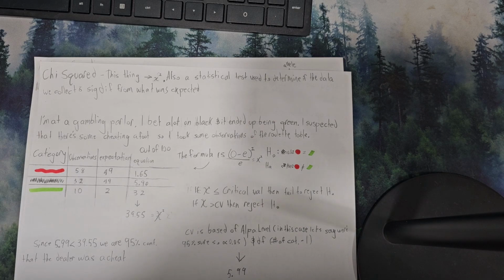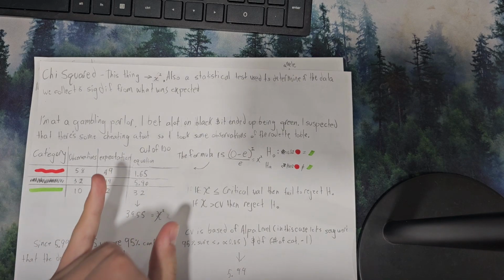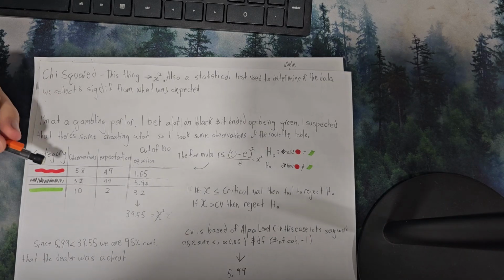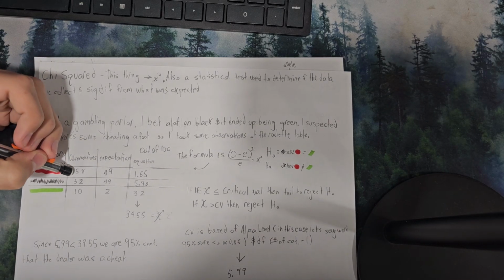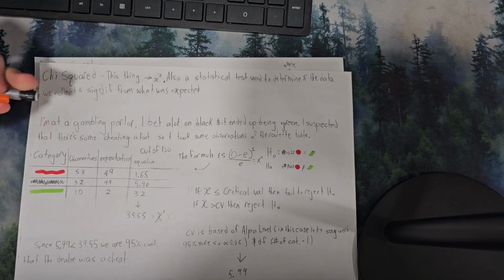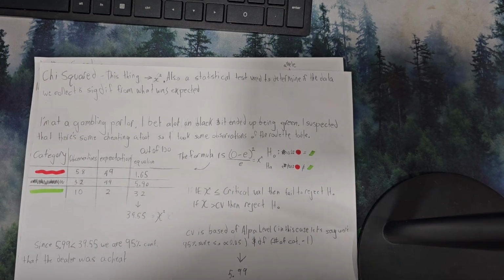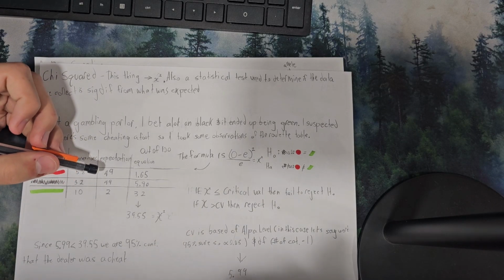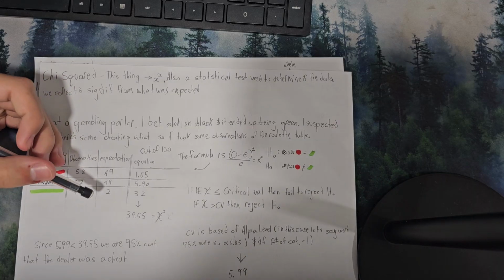I'm at a gambling parlor and I bet a lot on black and it ended up being green. I suspected that there was some cheating afoot, so I took some observations of the roulette table. So I looked at 100 rolls of the roulette wheel, and I found out that there was 58 times when it landed on red, 32 that it landed on black, and 10 where it landed on green. So this all adds up to 100. But what we should expect is that there is a 49 rolls landed on red, 49 landed on black, and 2 landed on green.